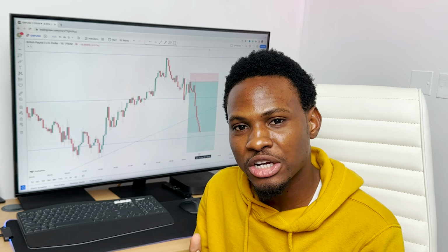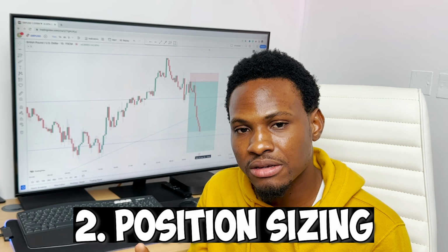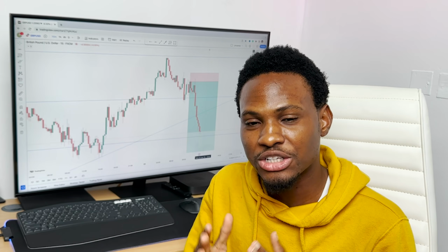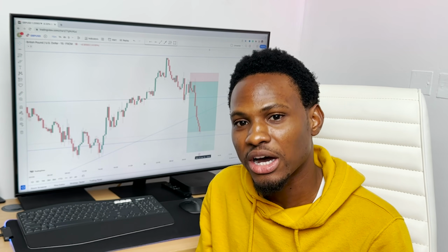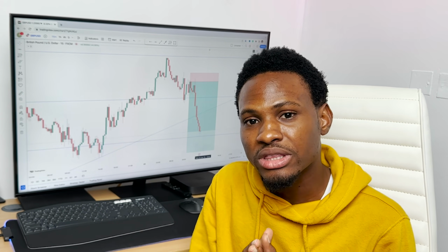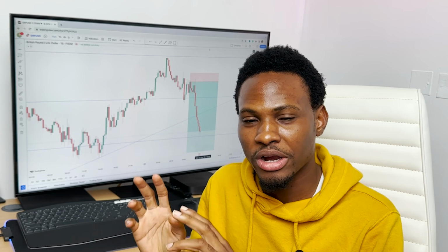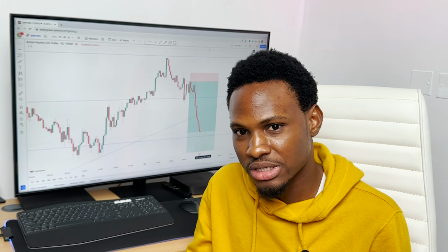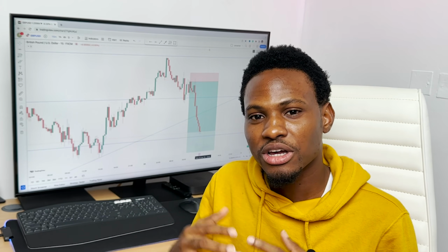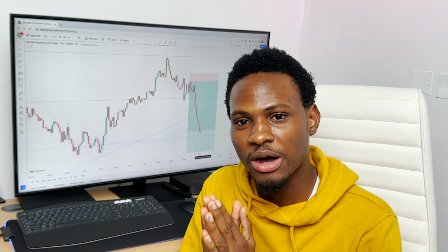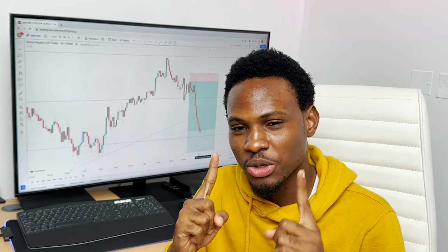Another approach to risk management is position sizing. This involves adjusting the size of a trade based on the amount of risk a trader is willing to take on a particular trade. For example, you can decide to take a smaller risk if you have a low risk tolerance range, or take a larger risk if you have a higher risk tolerance range. This approach allows traders to control the amount of risk they are willing to take on a particular trade.